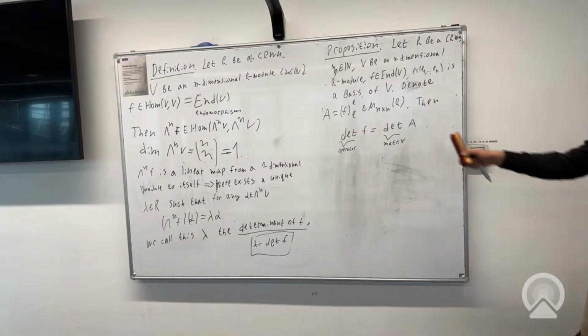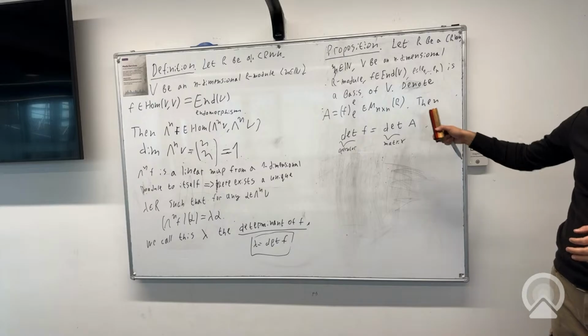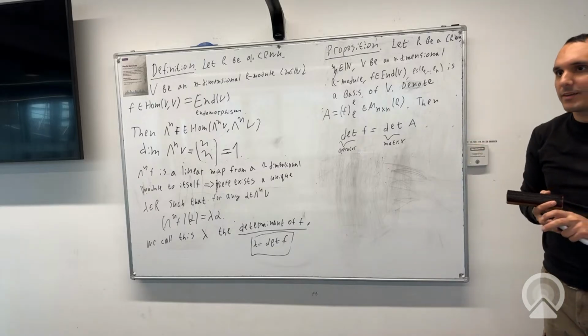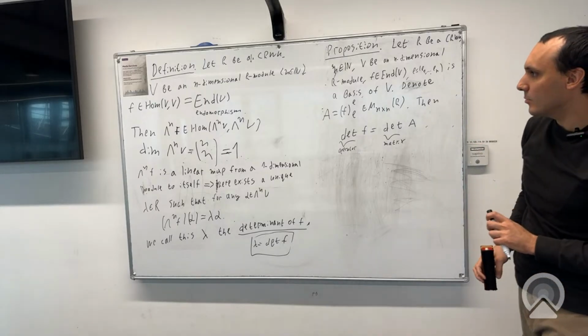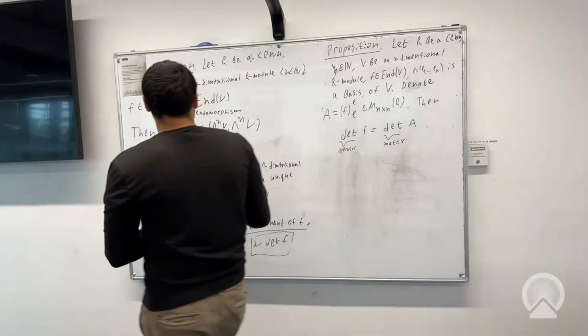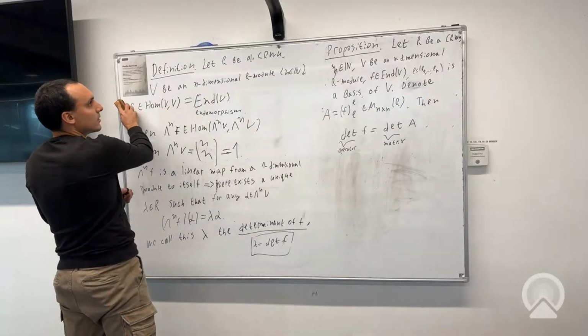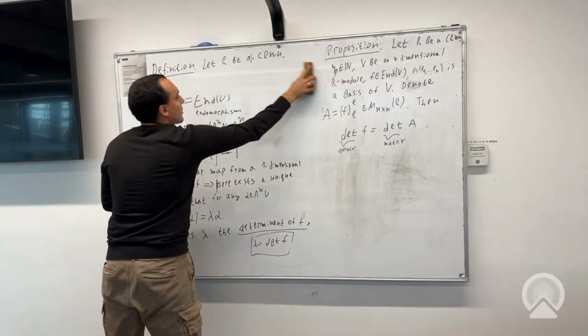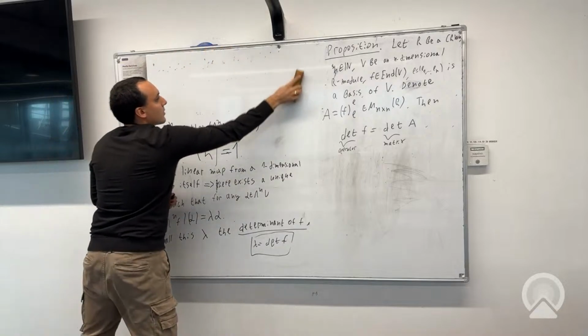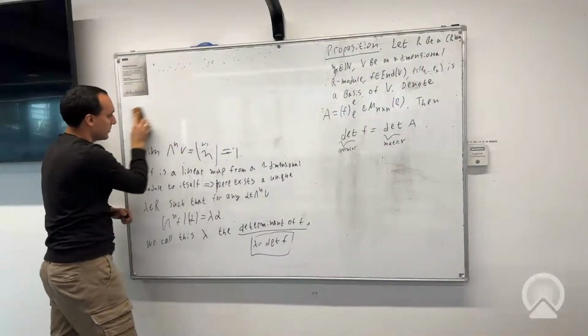Now let's prove that the determinant of A times B is the determinant of A times the determinant of B. It's a very, very beautiful proof and a very short one. Knowing this theorem.